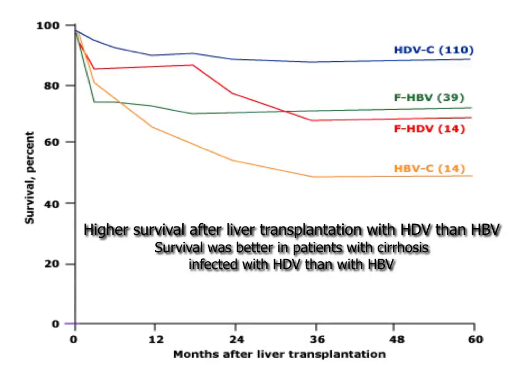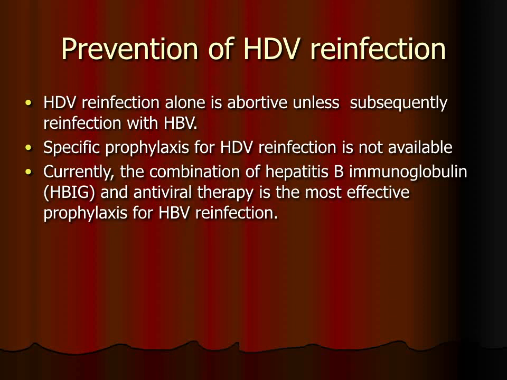This is the case. This is the survival when there is D alone. This is the survival with B alone. But this is the survival of B and D. Therefore, it is high survival with HDV alone, lower with HBV alone, and intermediate with both. Therefore, what is the prevention of hepatitis D infection? It is beneficial so long as there is no B. Hepatitis D virus reinfection alone is abortive unless subsequently there is reinfection with B.